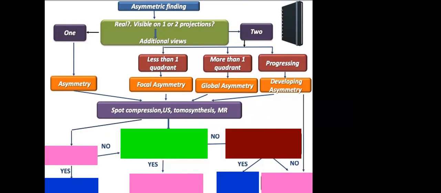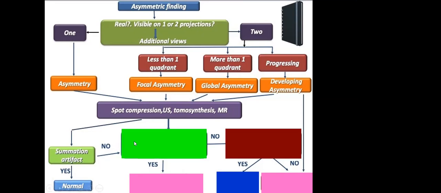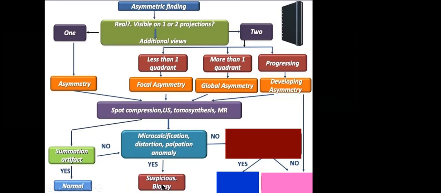Okay, so if it is summation artifact, that means it will be BI-RADS 1. Okay, so it will be normal. If it is not summation artifact, I will look for any associated abnormality, microcalcification, distortion, or associated palpable abnormality. If it is yes, it will be BI-RADS 4. It's suspicious, I have to proceed for biopsy.